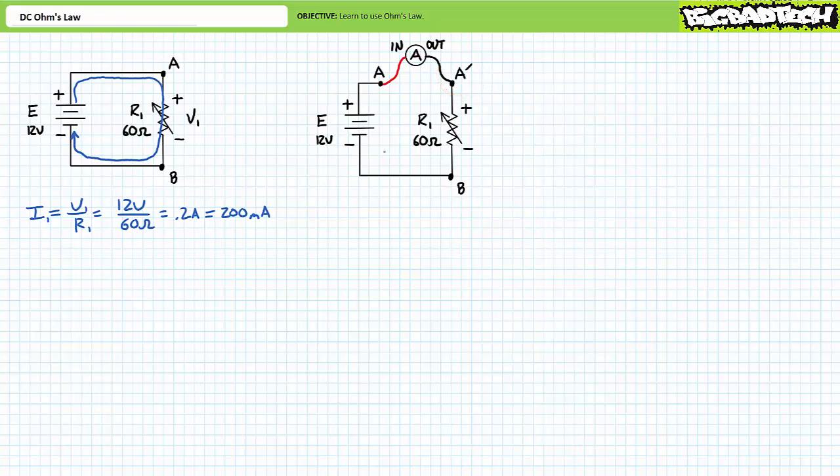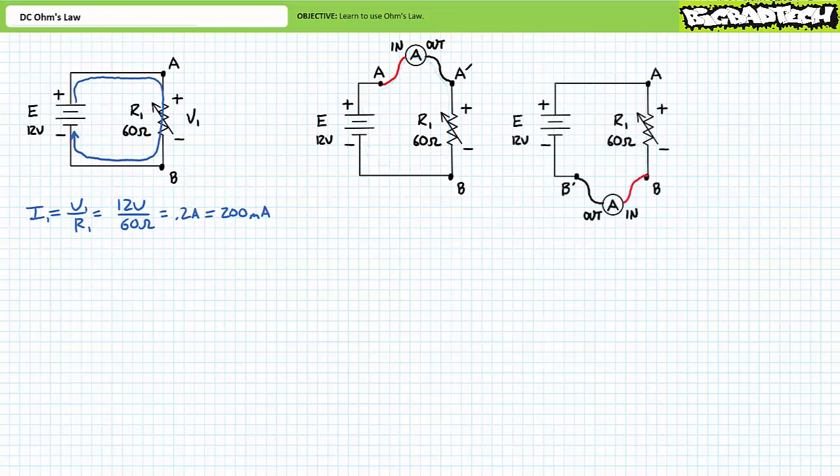The only elements connected to node A are the power supply positive terminal and the ammeter in door. The only elements connected to node A prime are the ammeter out door and the top of resistor R1. Finally, the only elements connected to node B are the bottom of resistor R1 and the power supply negative terminal. One and only one path exists for current, such that the ammeter is a single point flow rate measurement. An ammeter configured in this fashion would measure 200 milliamperes. This is one way of configuring an ammeter to measure current through resistor R1.